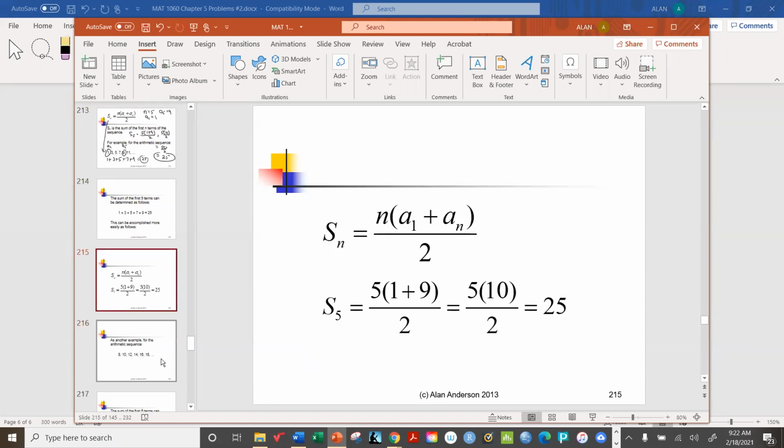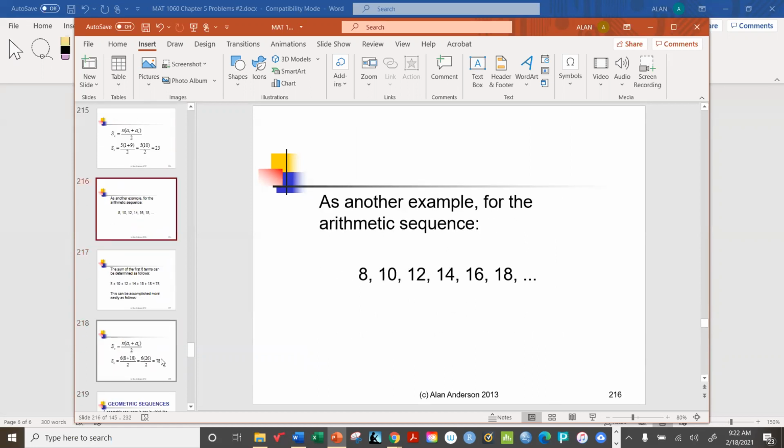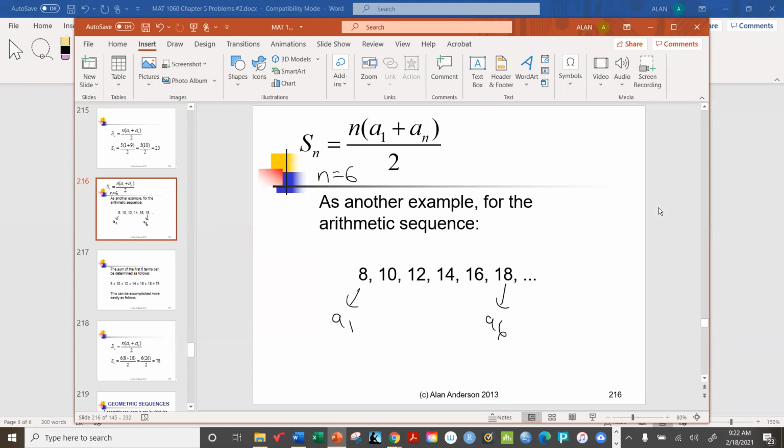All right. How about this one? We're going to look for the first 6 terms. Okay. The sum of the first 6. We see what they are. So n is 6. This is a1. This is a6. And so we're going to add them up by doing the following. 6 times 8 plus 18 all over 2. 6 times 26 over 2.